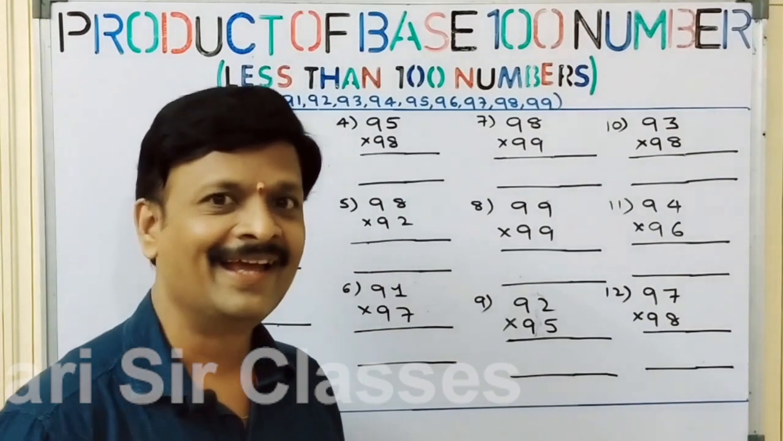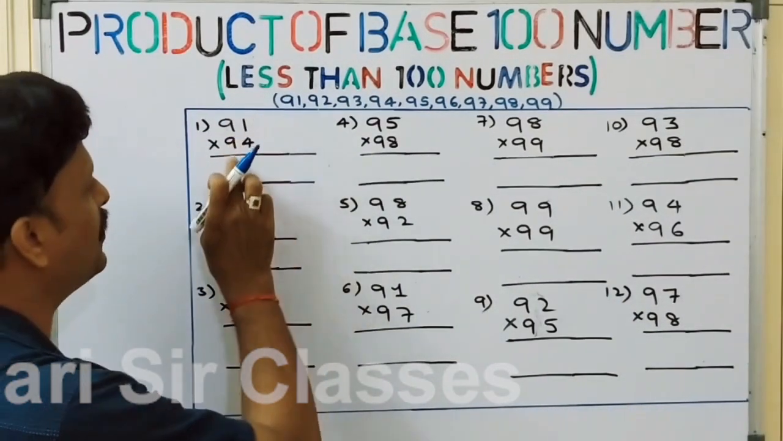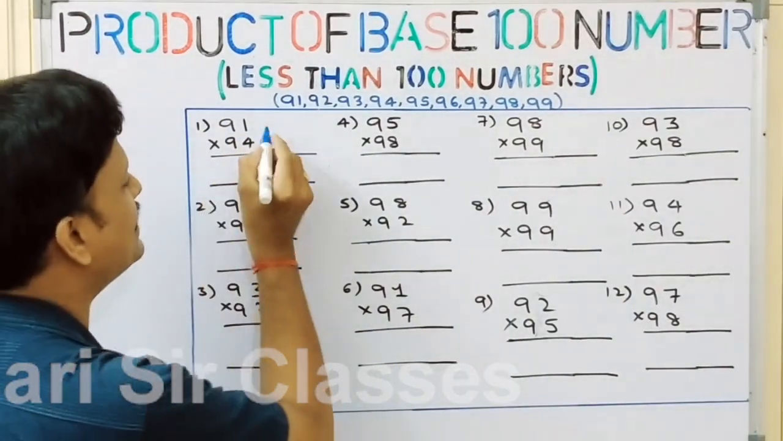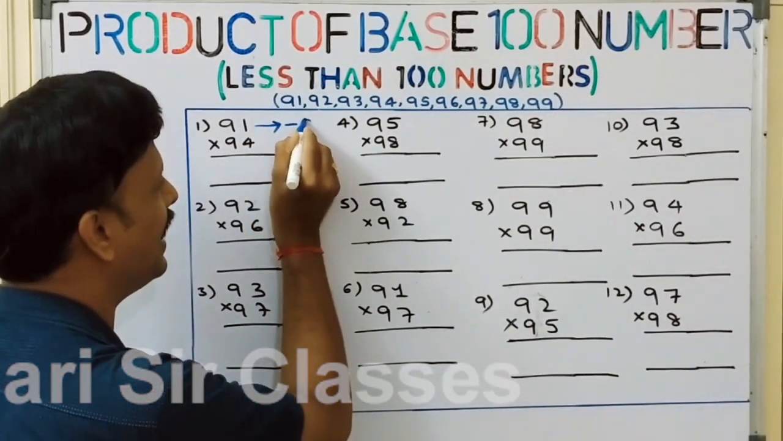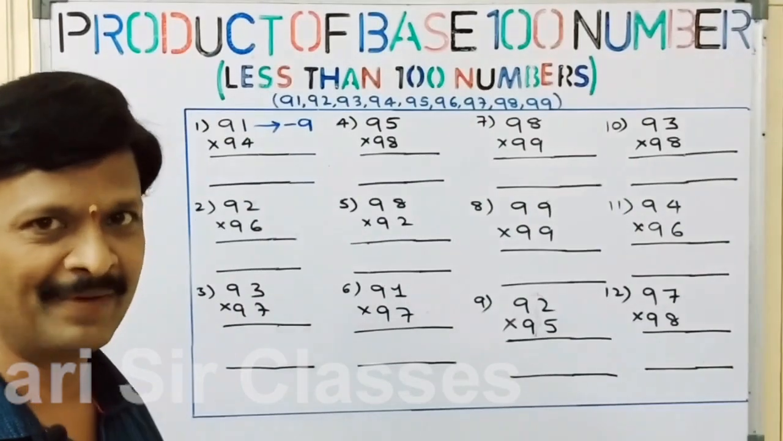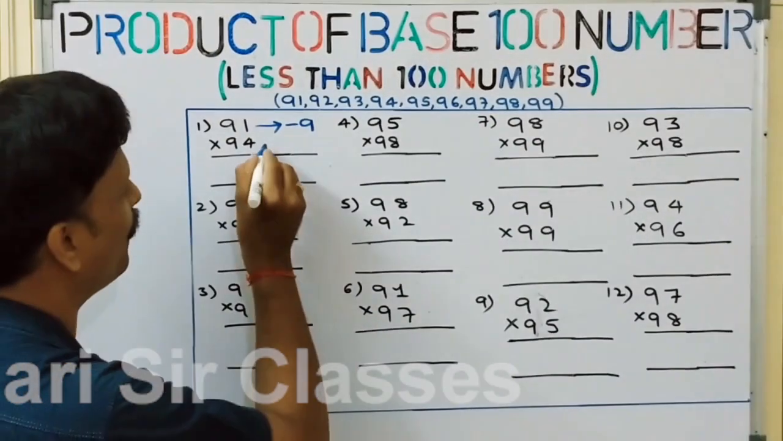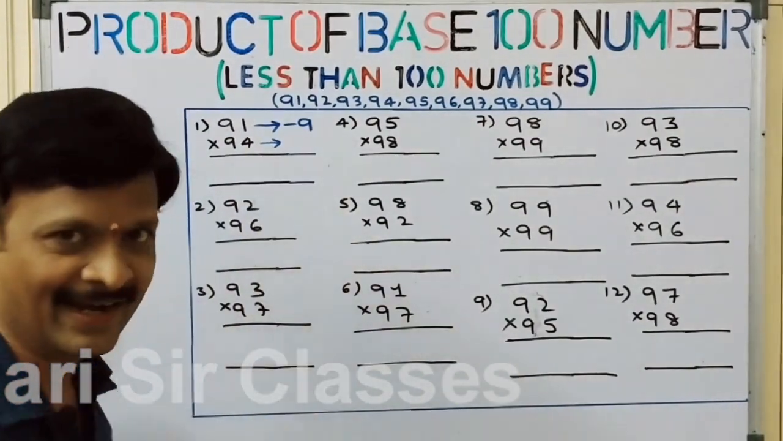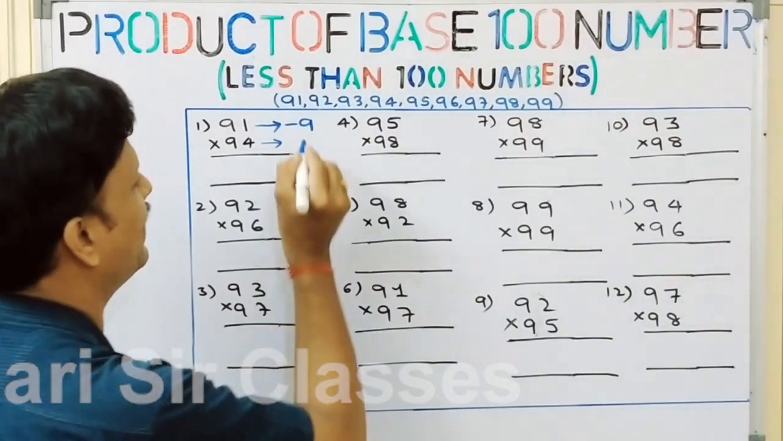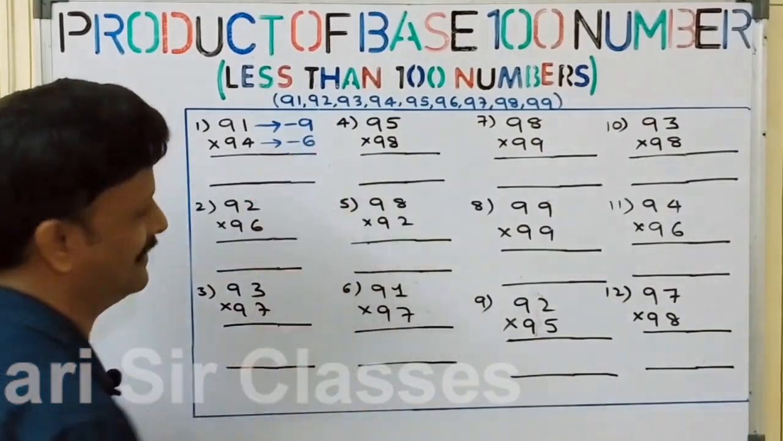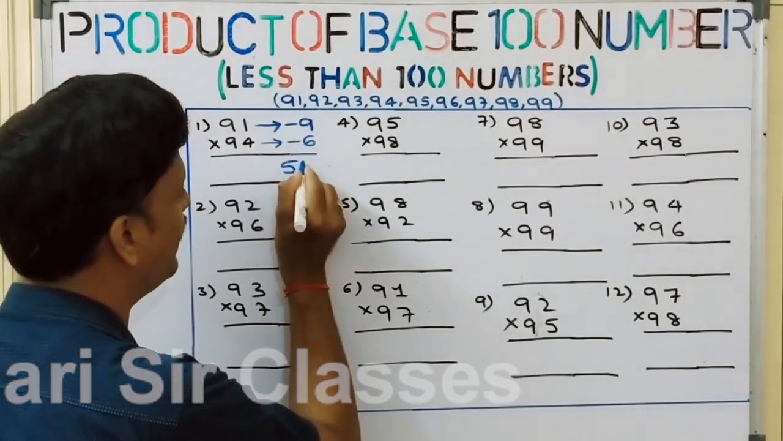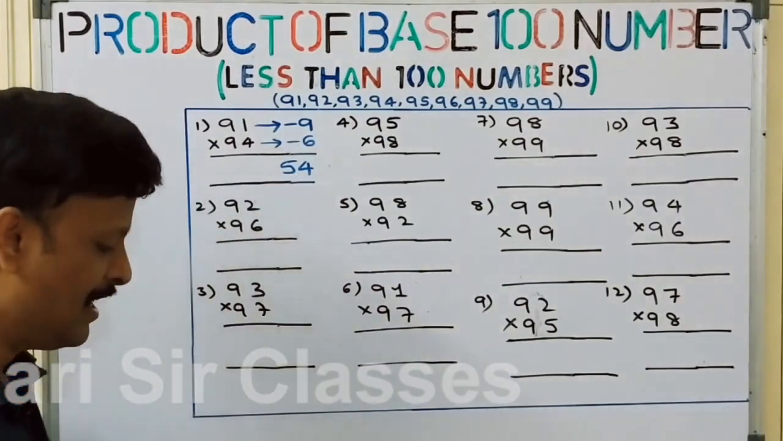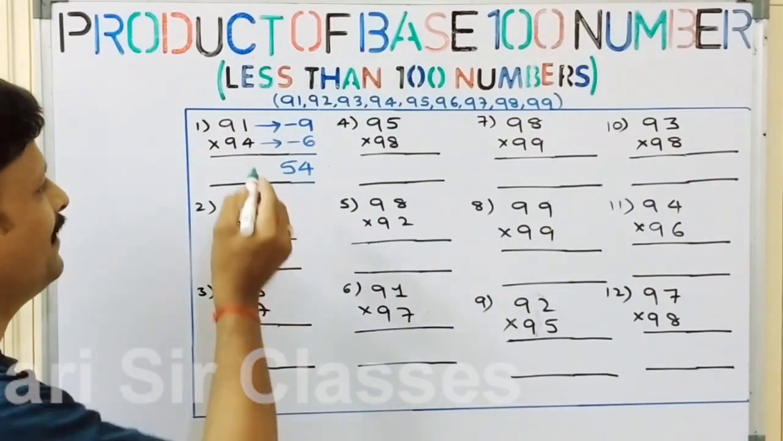Let's see the technique. Here 91 into 94 is given. So this 91 is how much less than 100? That is 9 less than 100. Write down minus 9. And 94 is how much less than 100? That is 6 less than 100. Write down minus 6. Now 9 6s are 54. Write down. And now you can see the magic.